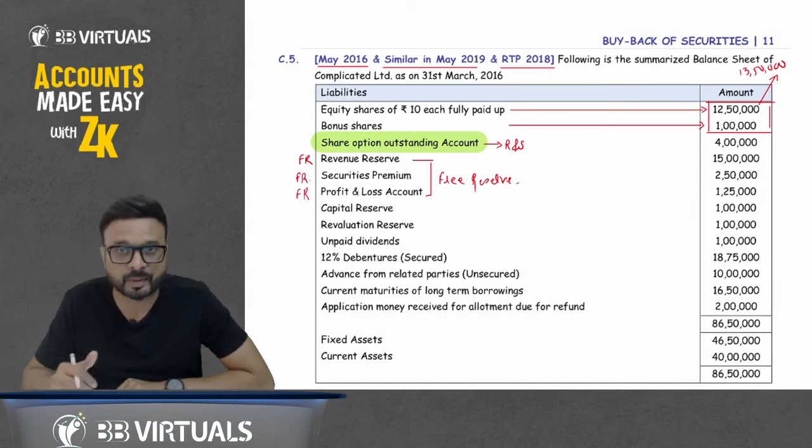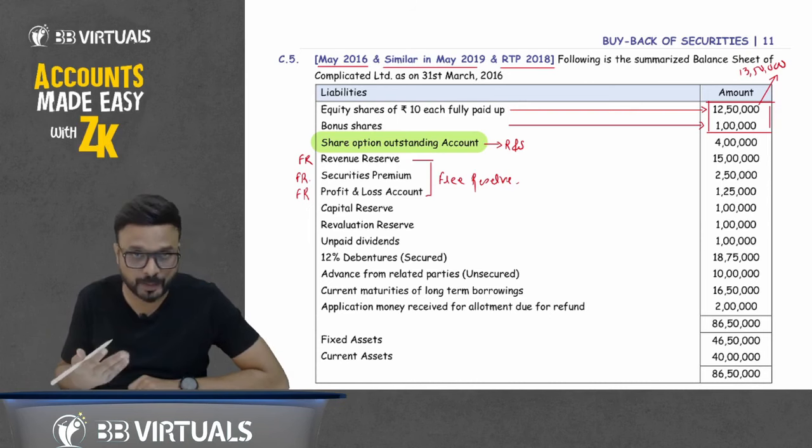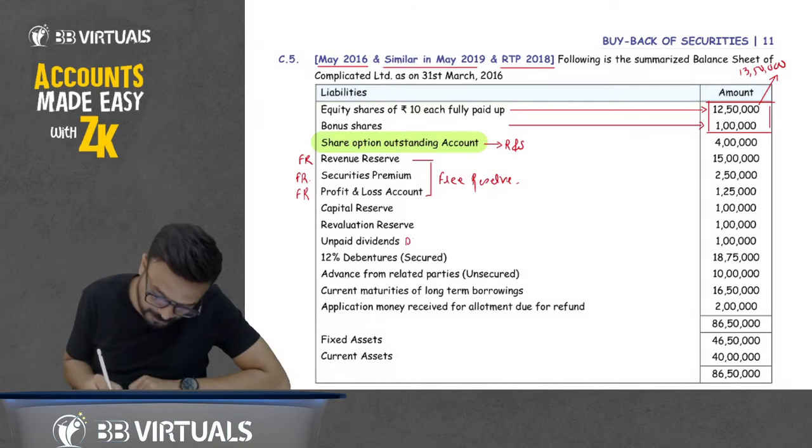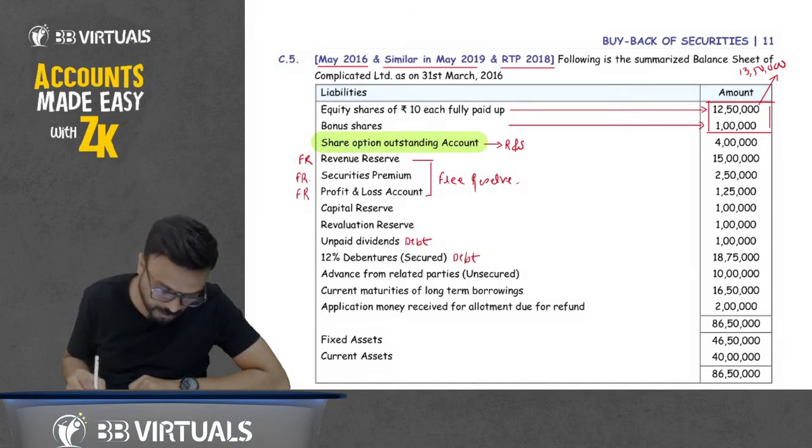Now I'm coming to the next one. Next point here, unpaid dividend. Unpaid dividend is a liability, it's a debt. Unpaid dividend means we are liable to pay. It is a dividend payable, but we have not paid it. It's a debt, so it will come under current liability. Then 12% debenture secured, it is also a debt. It will come under long term borrowing.